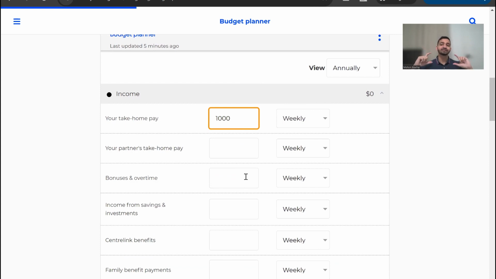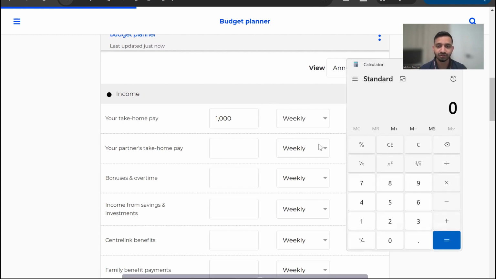Now this is net pay. This is not gross pay. This is net pay. So after paying the tax, he is able to generate 1,000. Now you guys know that as a student, you are only allowed to work 24 hours a week, right? So let's say your rate is $30.